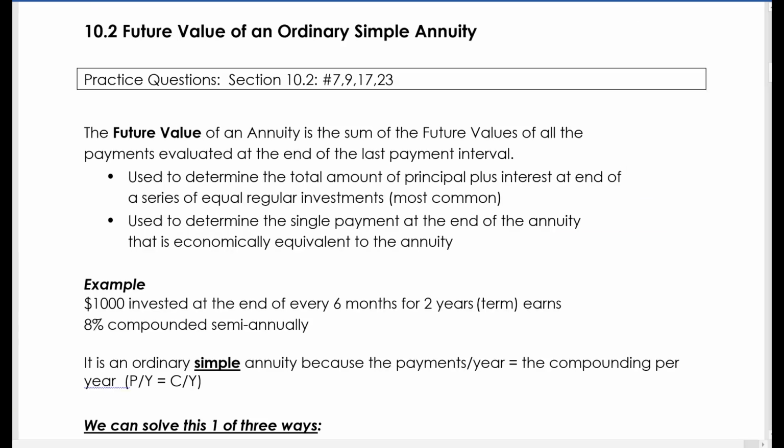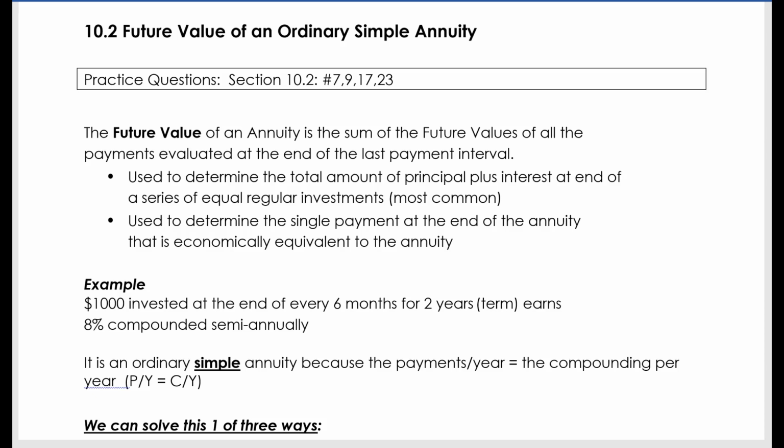Just like we did future value and present value of simple interest and compound interest, we're going to do future value of an ordinary simple annuity. We're going to start with the ordinary simple annuity, so the payment is at the end, ordinary meaning the payment per year matches the compounding per year. And then in 10.3, we'll look at present value.